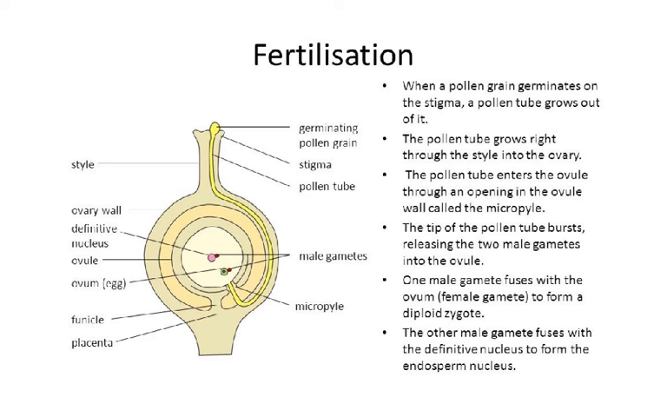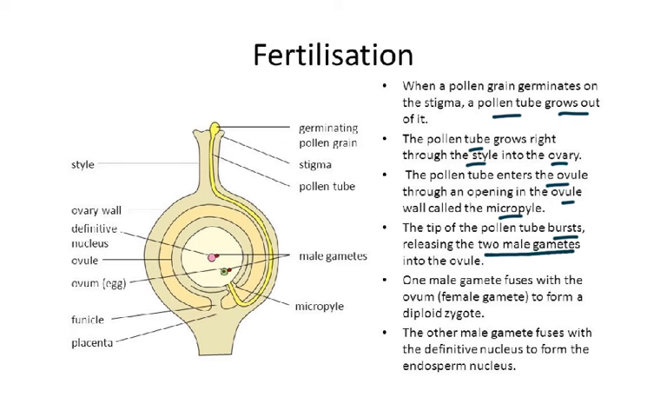Now, when a pollen grain germinates on the stigma, a pollen tube grows out of it. The pollen tube grows right through the style and into the ovary. The pollen tube enters the ovule through an opening in the ovule called the micropyle. The tip of the pollen tube bursts, releasing the two male gametes.